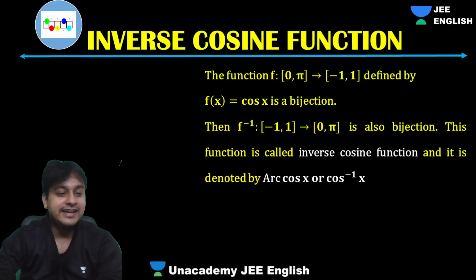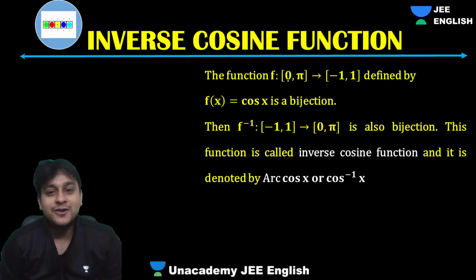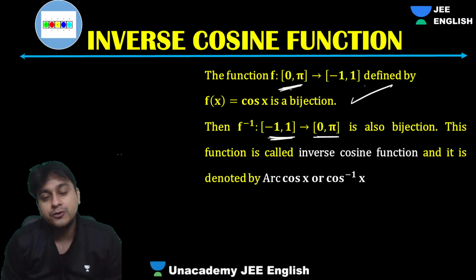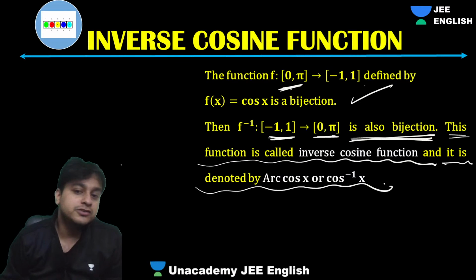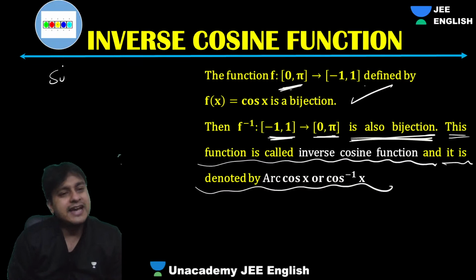So guys, this is the summary of cos. The cos f of x was going from 0 to pi to minus 1 to 1. So this is a bijection. So the inverse will be minus 1 to 1 to 0 to pi. Please guys, remember the domain and range. It's also a bijection. This function is called the inverse of the cosine function, and it is denoted by arc cos or cos inverse of x. Clear, everyone?